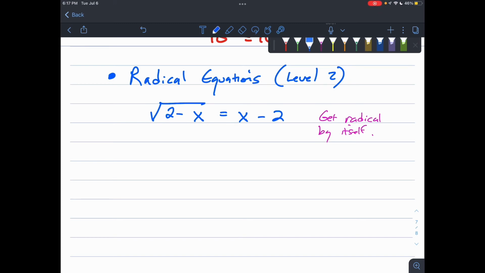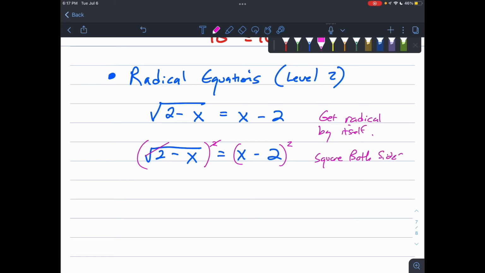So what we'll want to do after that, anytime the radical is by itself, you can go ahead and square both sides, and that gets rid of the radical. Squaring a square root eliminates the square root. So square both sides.